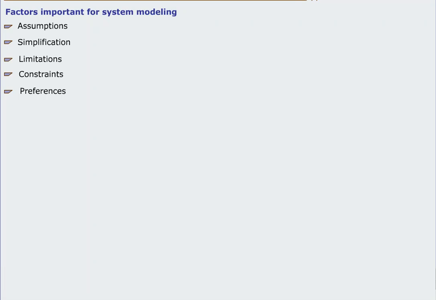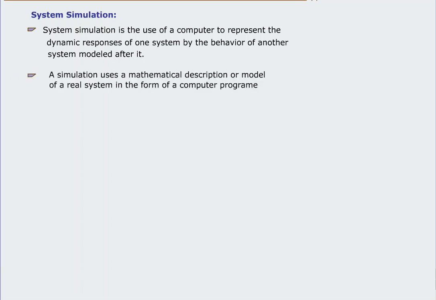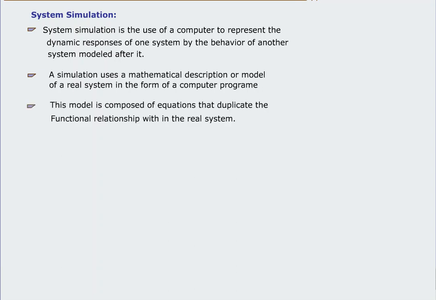In essence, the system engineer simply modifies the relative influence of different system elements, people, hardware, software, to derive models of each type. System simulation is the use of a computer to represent the dynamic responses of one system by the behavior of another system modeled after it. A simulation uses a mathematical description or model of a real system in the form of a computer program. This model is composed of equations that duplicate the functional relationships within the real system.